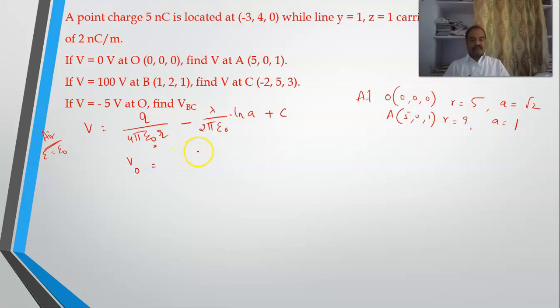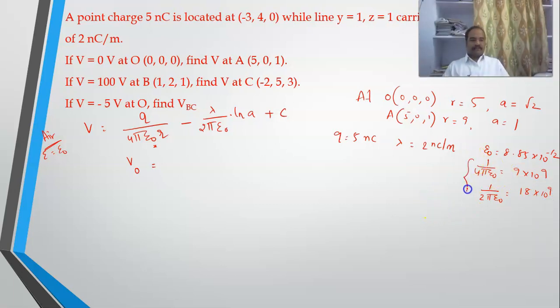Q value is already known: 5 nanocoulombs, and lambda value is 2 nanocoulomb per meter. Epsilon naught value is 8.85 into 10 to the power of minus 12. So 1 by 4 pi epsilon naught I will directly write as 9 into 10 to the power of 9, and 1 by 2 pi epsilon naught I will write as 18 into 10 to the power of 9.